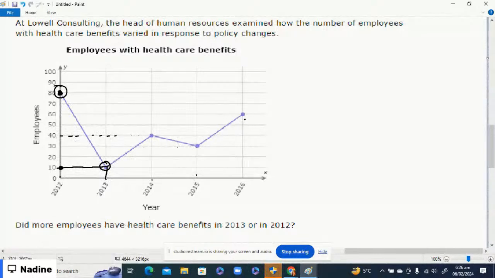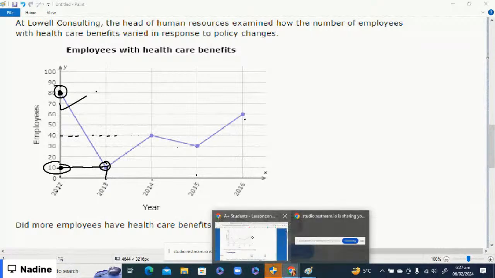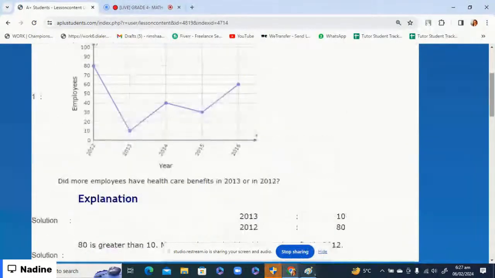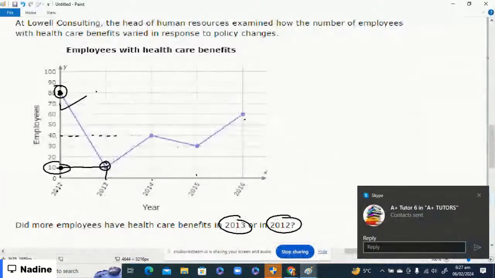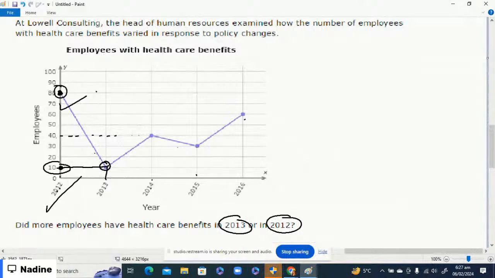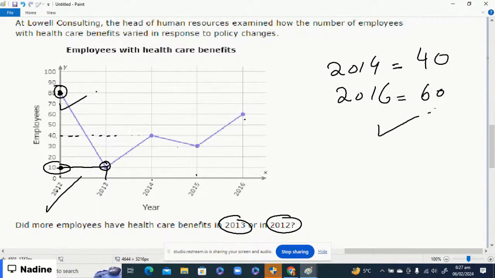We are asked, did more employees have healthcare benefits in 2013 or 2012? For 2013, that is 10, and on 2012, that is 80. So we are comparing 10 and 80. Which one has more employees? When we check, that is 2012. So that is our answer. Okay, if we are asking which has fewer employees, just checking between 2014 and 2016: for 2014, that is 40 employees, and for 2016, that is 60 employees. So which one has more? We can say that 2016.